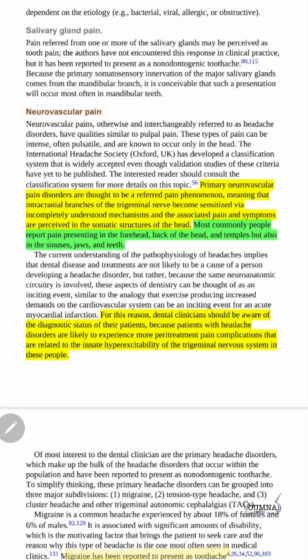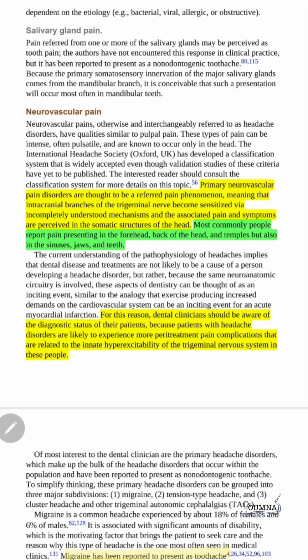Now let's talk about the neural source of pain. The neural pain source is mostly from the trigeminal nerve, and most commonly people report pain presenting in the forehead, the back of the head, the temples, also the jaws and the teeth.